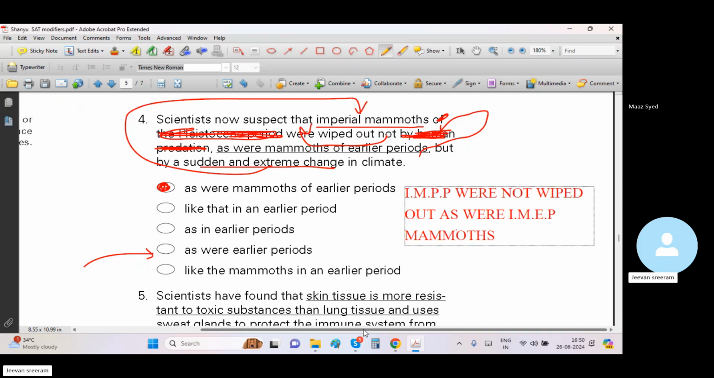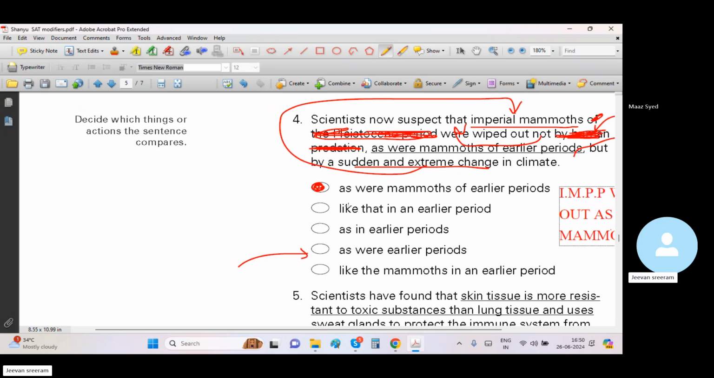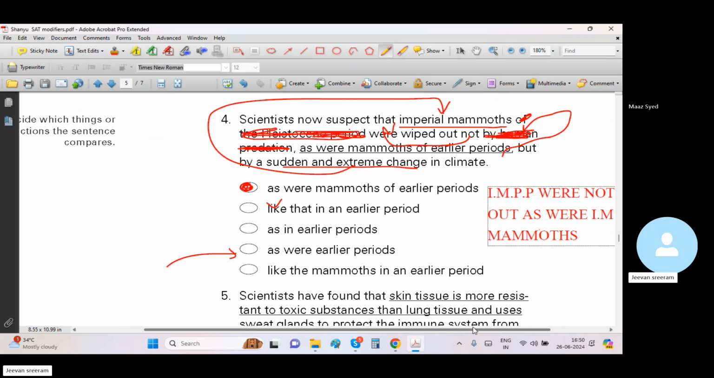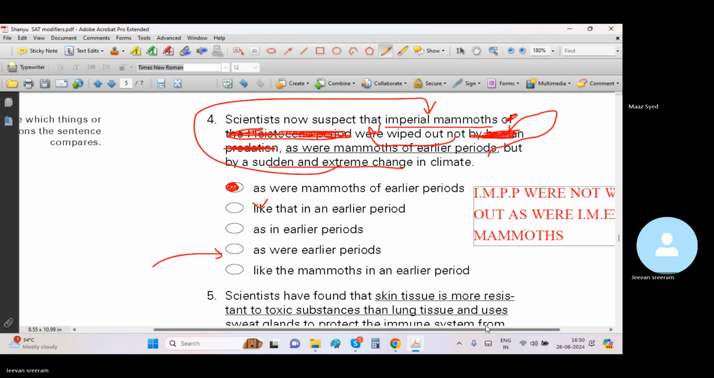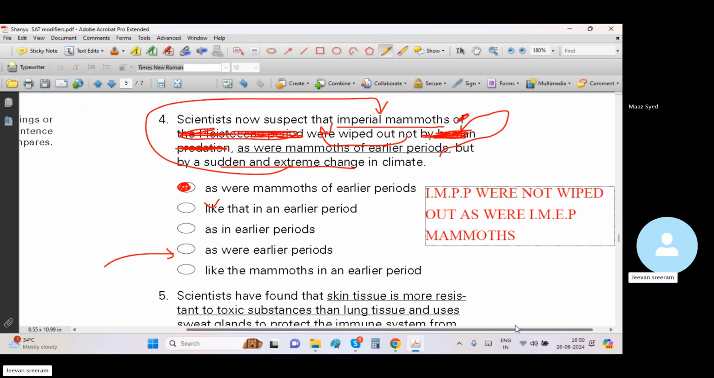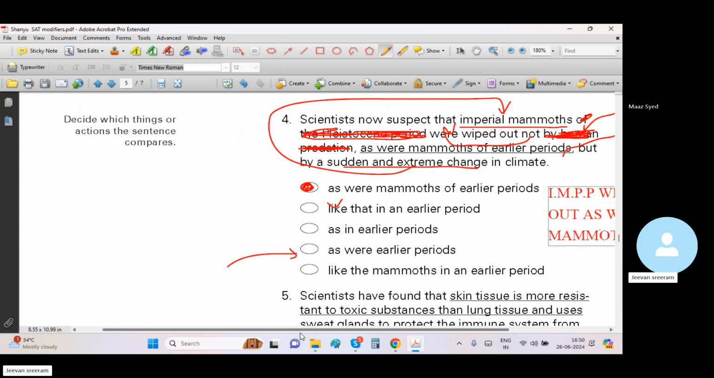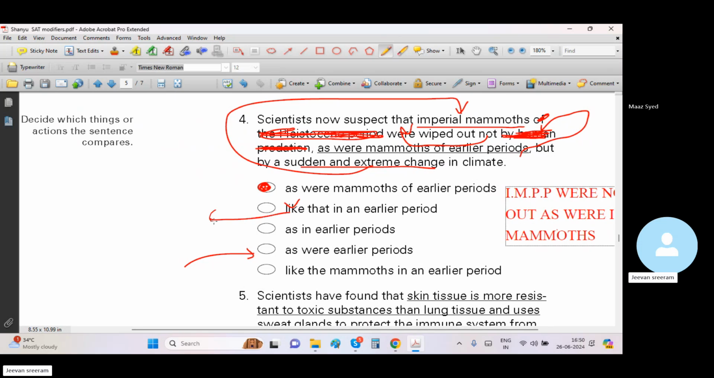Whenever you are comparing two nouns, you can use "like" also. But whenever you are comparing verbs, you can't use "like." You have to use "as" only. Got my point, buddy? Better than, less than, as much as, they can be used. But "like" is useful to compare nouns only.